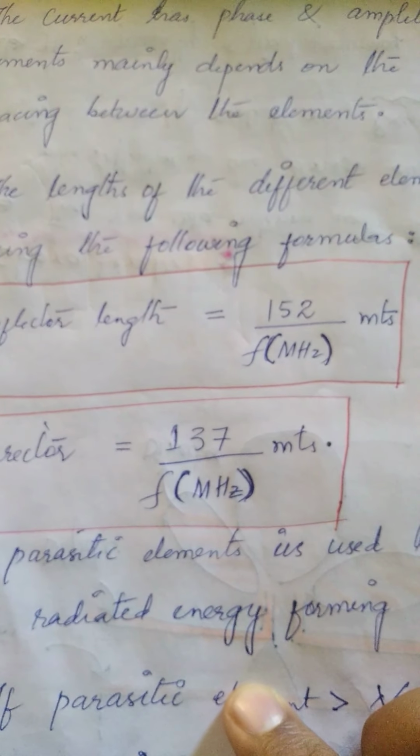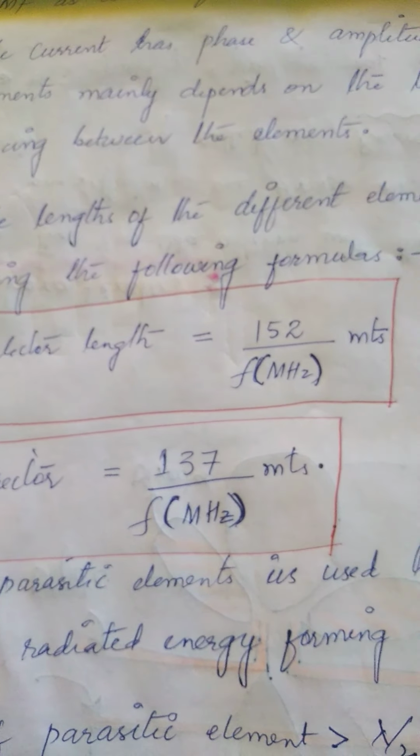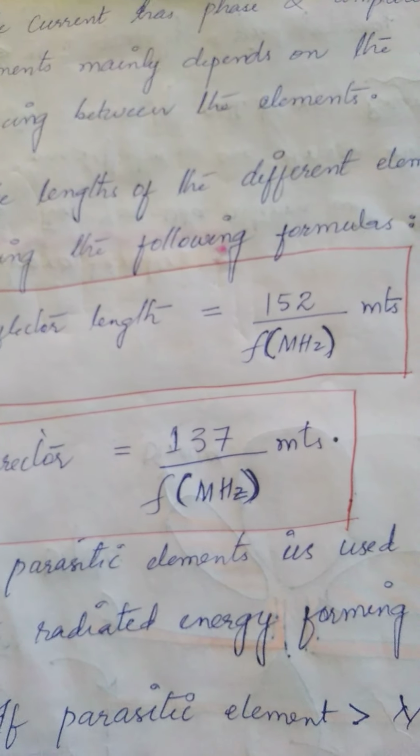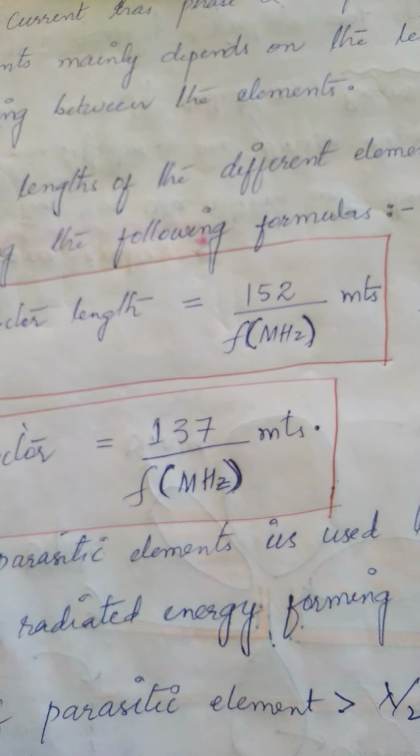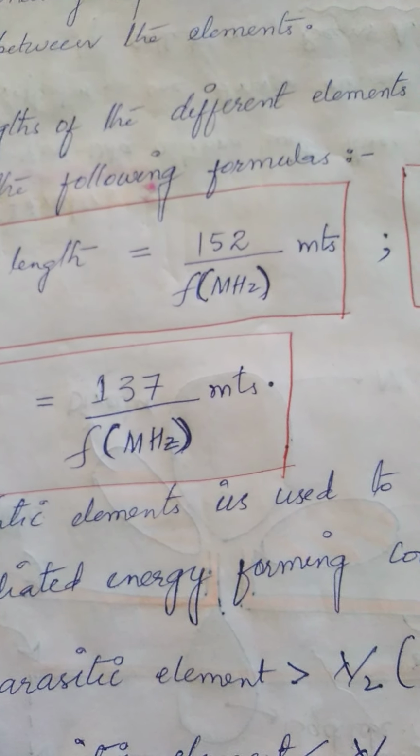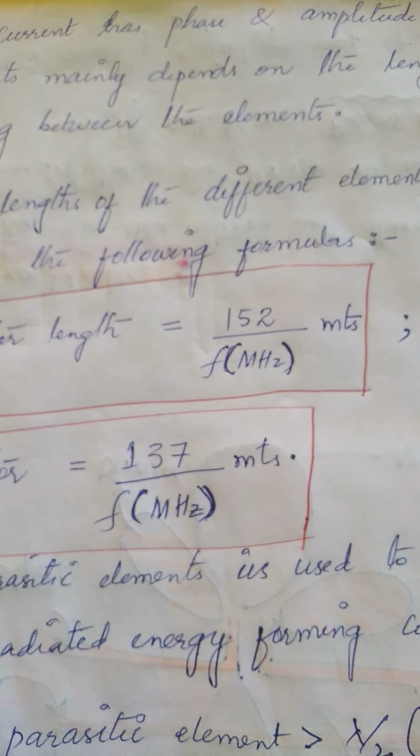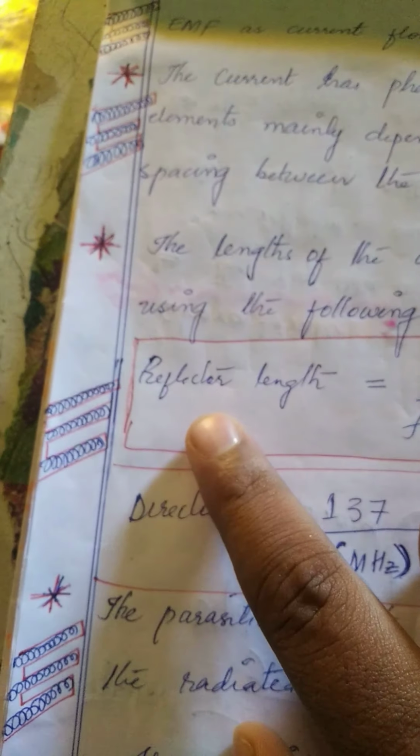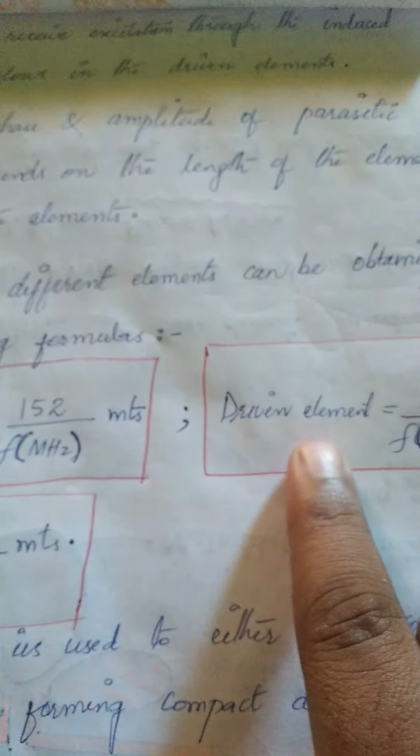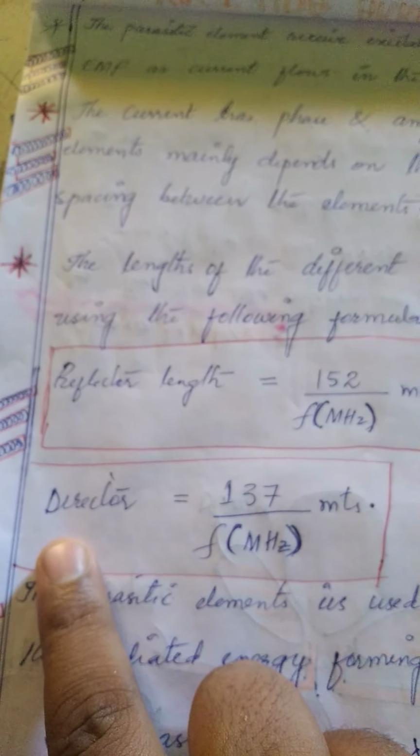The current, in phasor form and amplitude form, for the parasitic elements mainly depends upon the length of the element and the spacing between the elements. Just now we have seen the spacing. Now we are going to see three types of length: one is the reflector length, another is the driven length, and another is the director length.